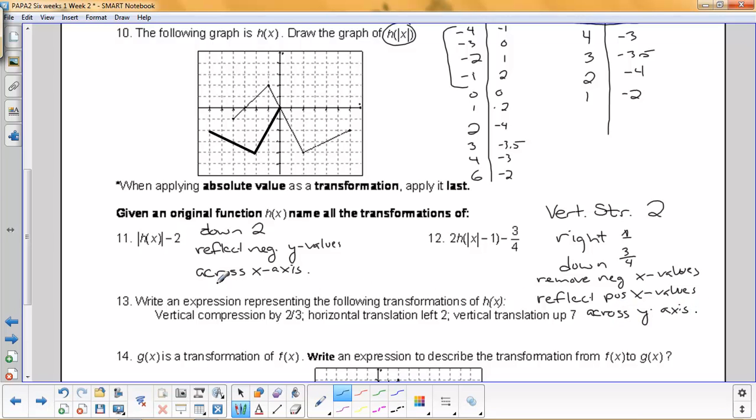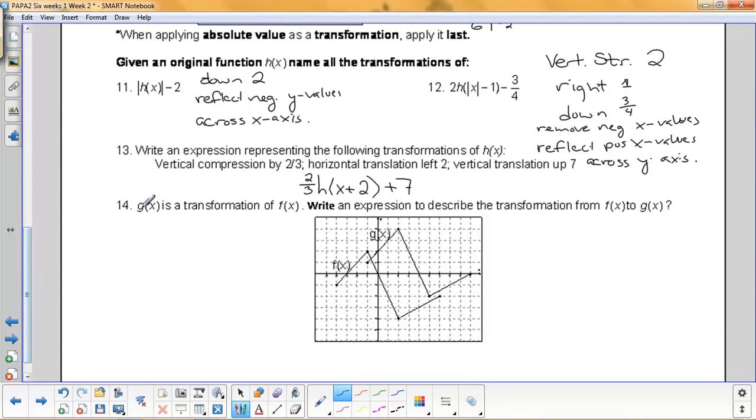Okay? Now we're going to write an expression using the general term h of x. Vertical compressions are multipliers in front, so that's going to be 2/3 times h of x. Okay? A horizontal translation is moving left and right, so that's inside the parentheses, opposite of what we think, so that's why it's +2, with a vertical translation up 7, plus 7 outside the parentheses.